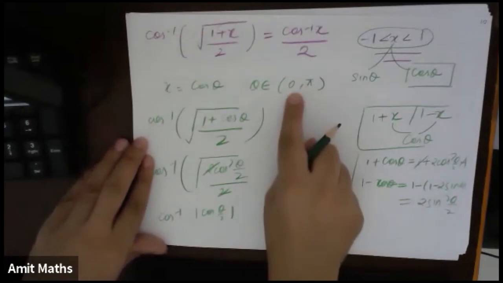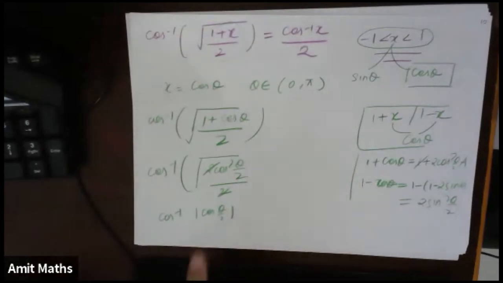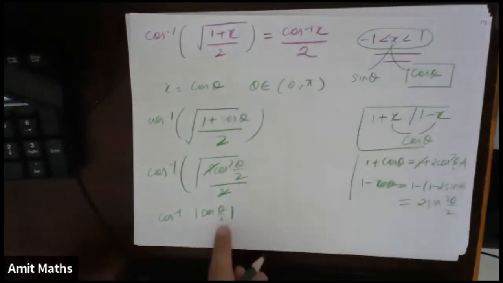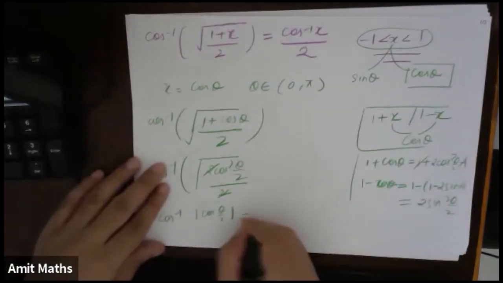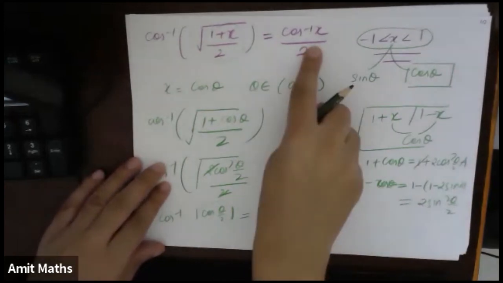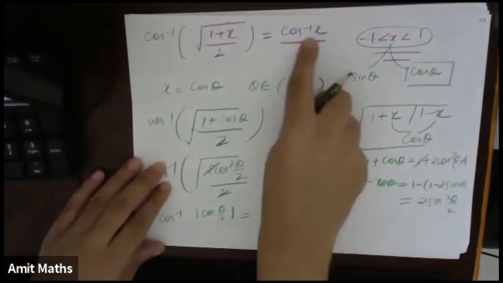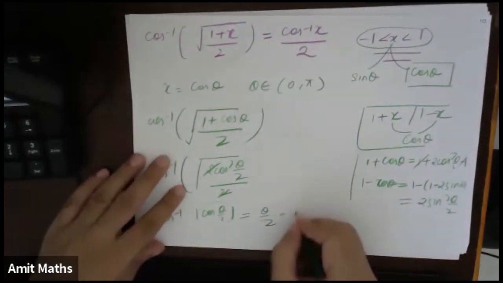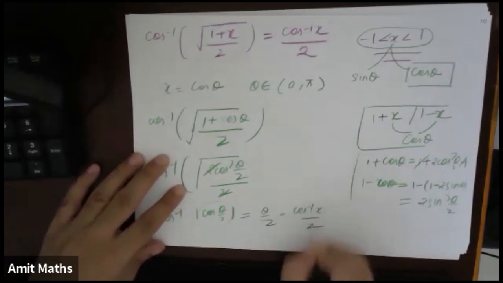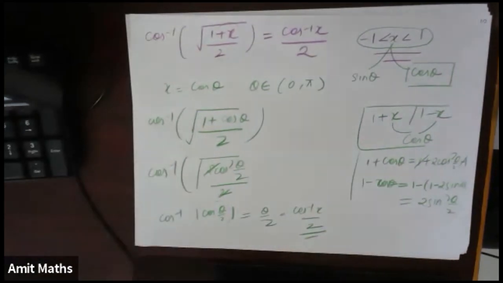Now because theta is in 0 to pi, theta by 2 will be from 0 to pi by 2, so this will always be positive. So this will simply become theta by 2. Theta is what? Cos inverse of x. So this is nothing but cos inverse of x by 2. Simple.